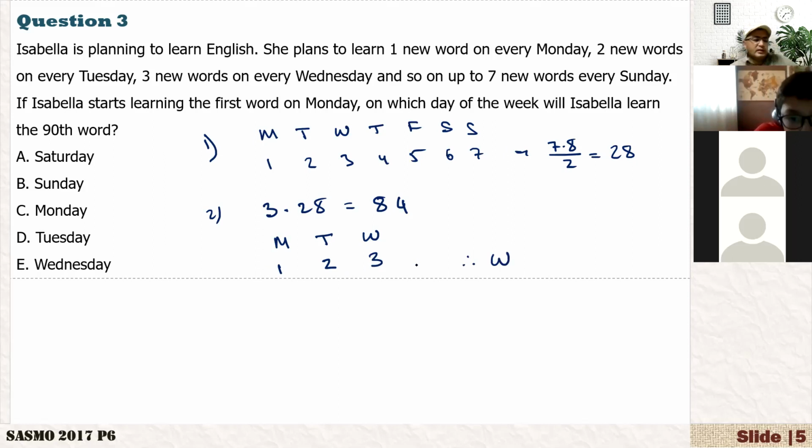Very good. So here it's related to the division algorithm, right? Here you should see the pattern. Since every week he's learning 28 words, in 3 full weeks he will learn 84 words. And after that, in the 4th week on Monday, he will learn the 85th, and Tuesday, 86th, 87th, and Wednesday, 88th, 89th, and 90th word. So actually the 90th word falls on Wednesday. Very good.